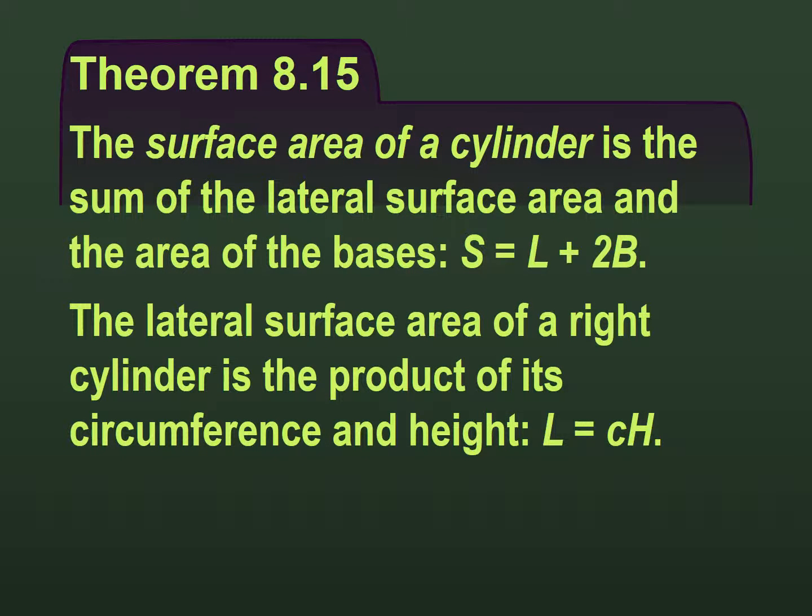Alright, so let's take a look at the surface area of a cylinder. So the surface area of a cylinder is similar. The only difference is that instead of having a perimeter, because it's a cylinder, we don't have a perimeter anymore, we have a circumference, right? So the surface area is still S equals L plus 2B, but that L, it used to be perimeter times height, but now that L, or that lateral surface area, is L equals circumference times height.